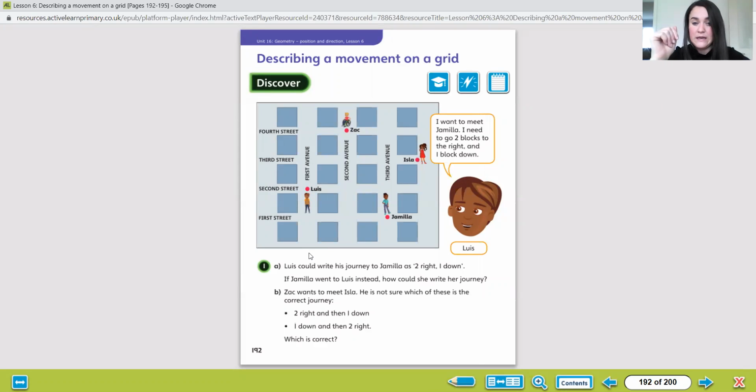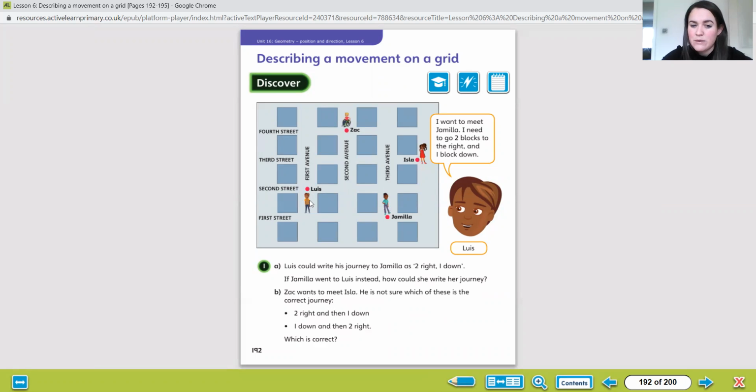right and left. Okay, so Lewis is here, stood in First Avenue between 2 buildings on 2nd Street. Okay, Lewis could write his journey to Jamelia, which is here. Okay, look at these points, it's 2 to the right, so 1, 2 to the right, and 1 down. Okay, if Jamelia went to Lewis instead, I want you to write down what are the translations that Jamelia could use instead. So, for example, Lewis can go 1, 2 to the right, and 1 down.